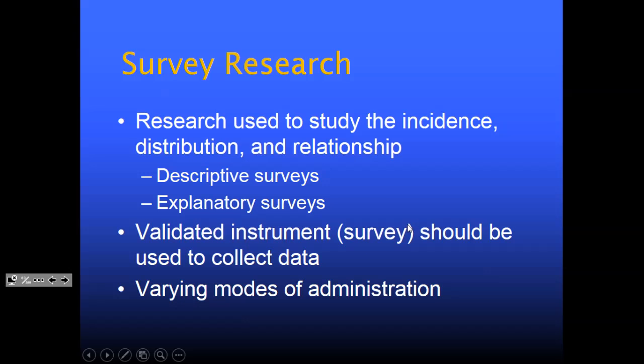Survey research: research used to study the incidence, distribution, and relationships. Most people here probably received a survey at some point in their life. Do these have a good response rate or a poor response rate? Typically a poor response rate. I don't want to be bothered filling out a survey. So how can you get a better response rate on a survey? Keep it short. Rewards, incentives. What's a good reward? Money.